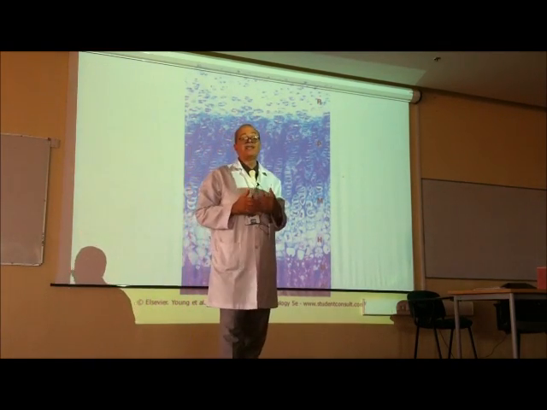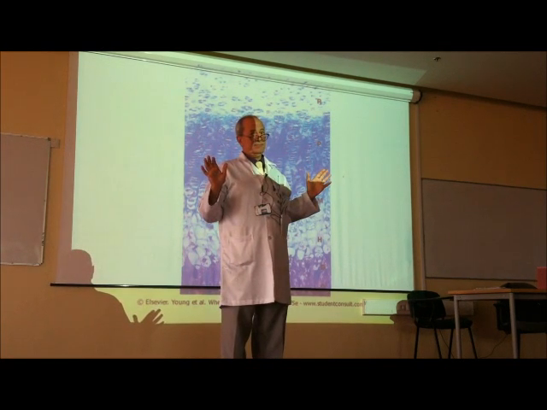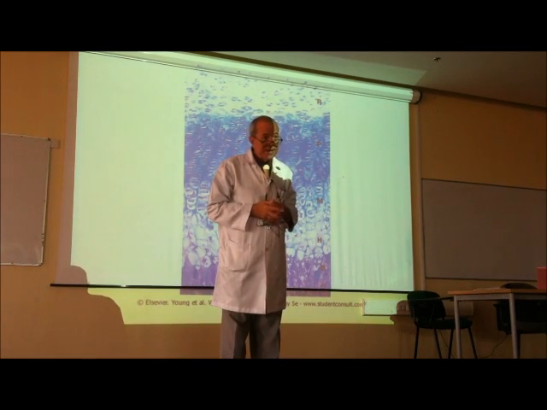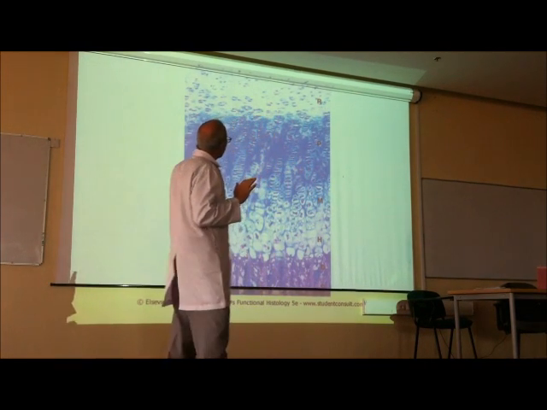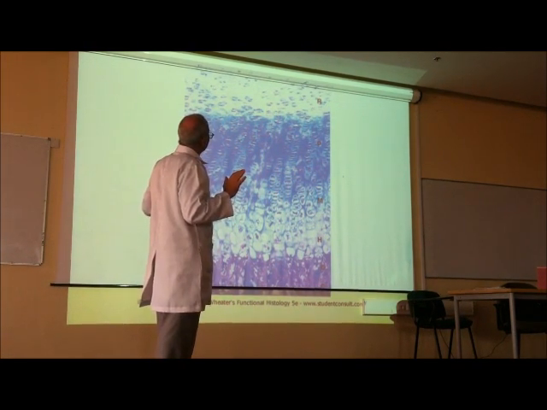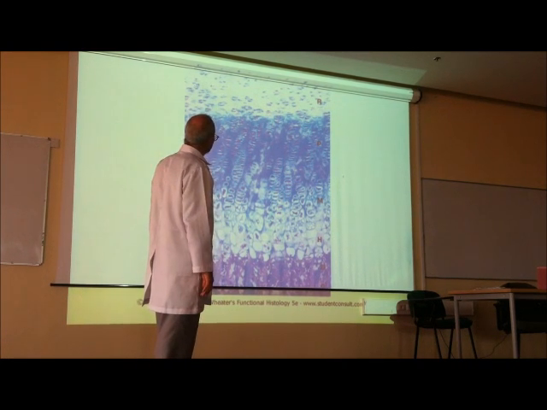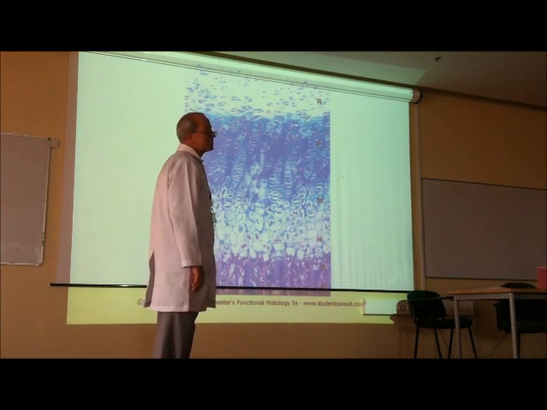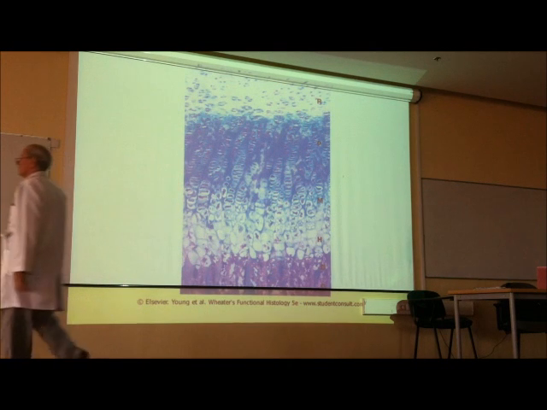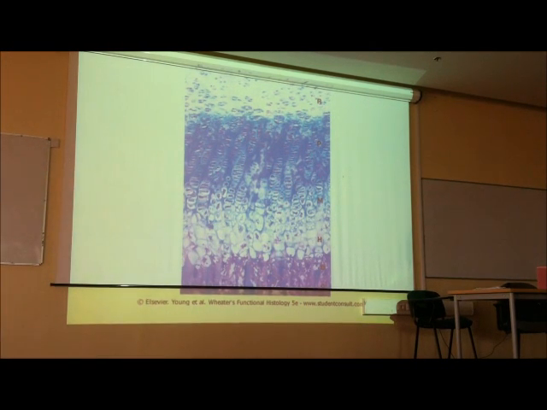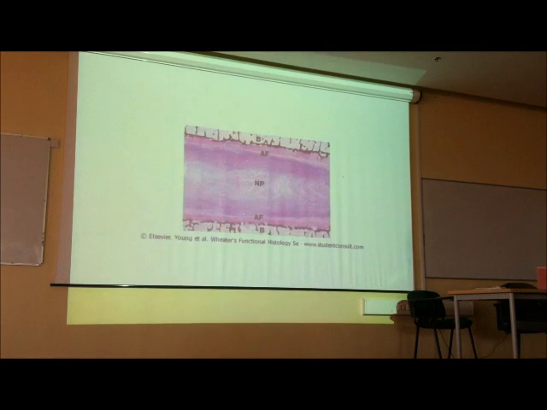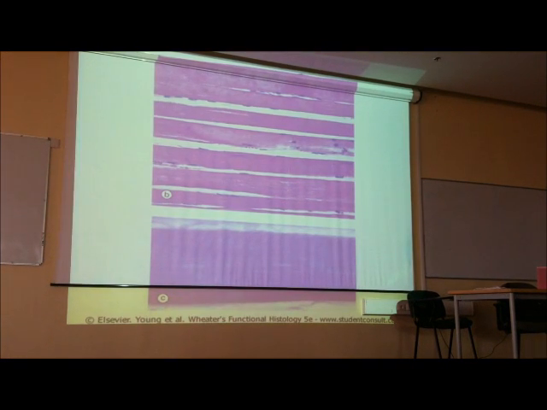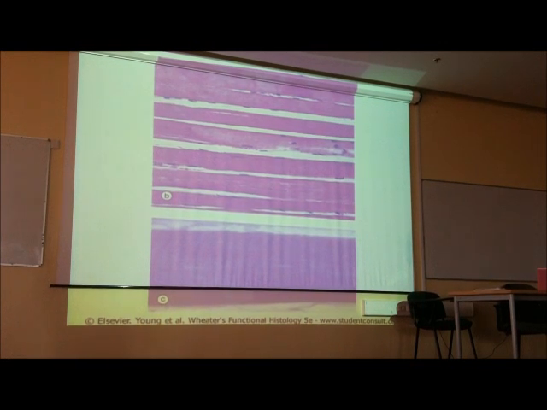Don't forget the arrangement of layers. What is after the zone of proliferation? Hypertrophy. What is after the zone of hypertrophy? Calcification. Then ossification. Is it clear? Don't forget. Ossification is the last one, after calcification.